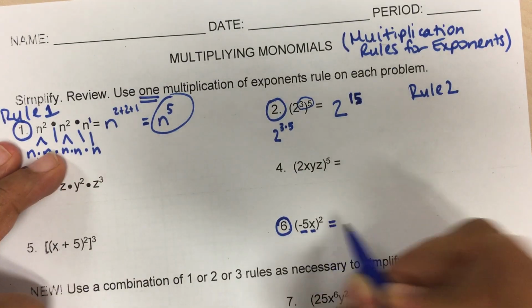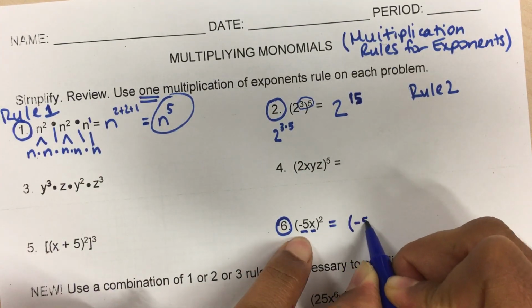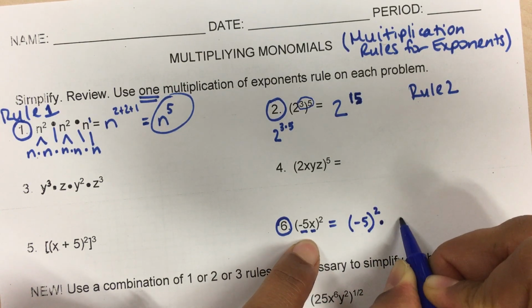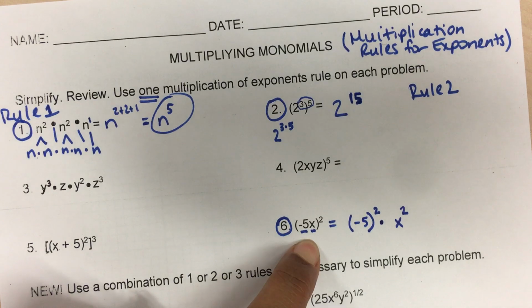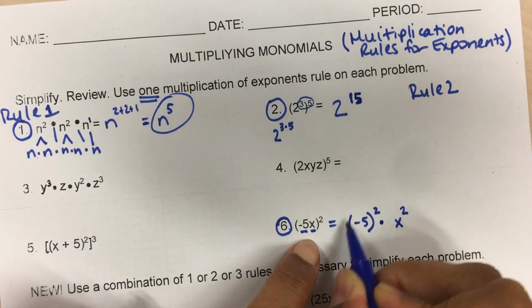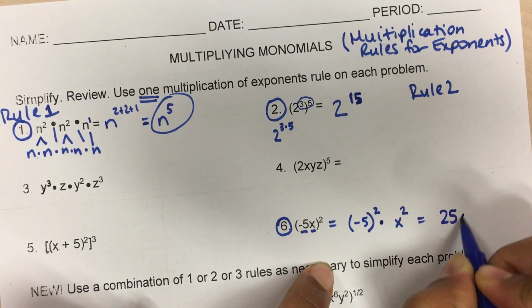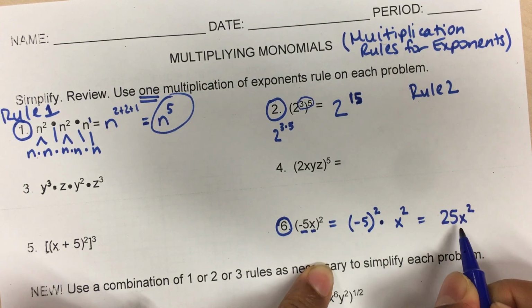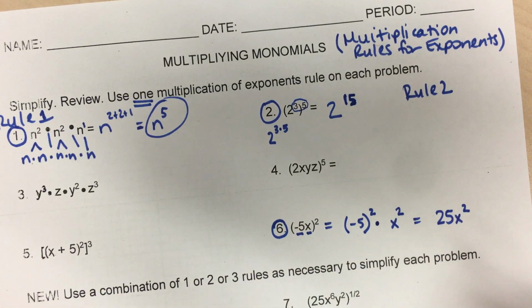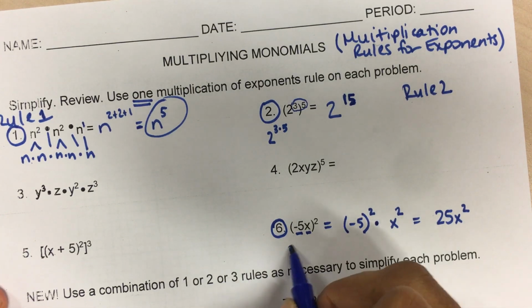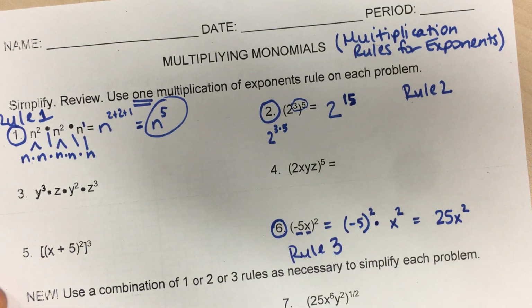So we're going to have -5 stays inside parentheses and gets a 2. And x gets a 2. Now you're going to type that in your calculator and see what you get. -5 times -5 is positive 25x squared. When you're done with your problem, you can get rid of all of your little dots again. Squish everything together. Okay? So now you're ready to try number 4. Pause the video, try number 4. This was rule 3.